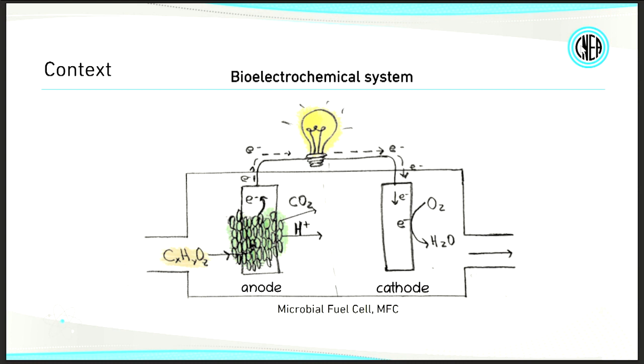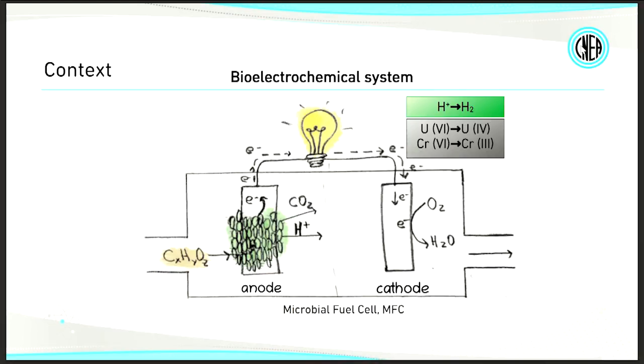But by performing some modifications of the system, we can also reduce protons to hydrogen, so that we have bioelectrochemical systems called microbial electrolysis cells that are now a promising technology for the production of green hydrogen. Or we can also, as I said before, reduce uranium or chromium, either electrochemically or by the action of bacteria in these cells. So we have another application of bioelectrochemical systems.